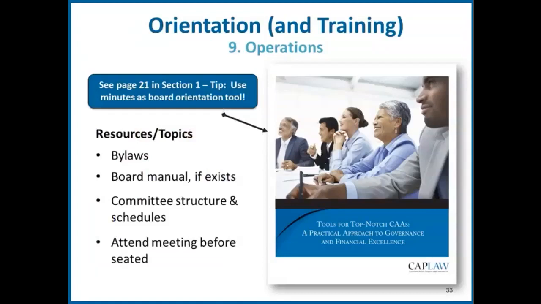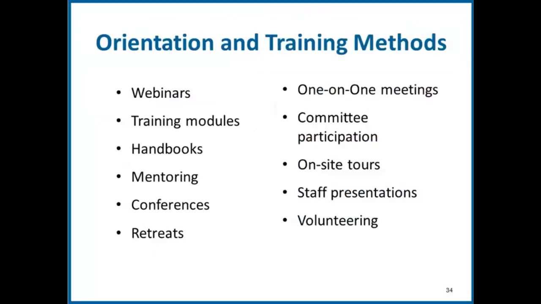And of course, you would want to cover the operations of your agency and your board. So make sure that you're pulling from those CAAs resources. Again, Tools for Top-Notch CAAs is a great basic resource that provides a lot of the information that you would want to include in that orientation. And of course, make sure that you're providing that in turn to your board members as part of that orientation process. So just a couple more slides to go.